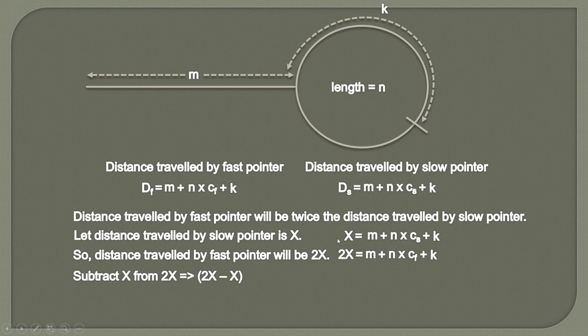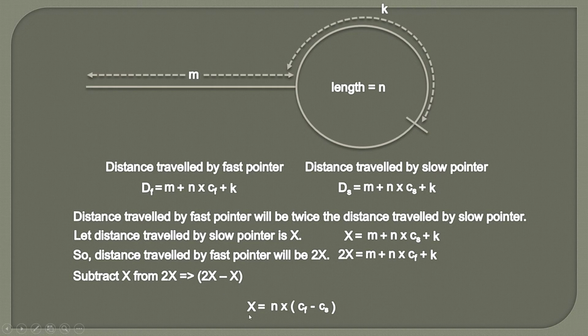So we simply subtract this equation from this equation. What we get is this x will get cancelled out with this x, so only one x will remain. Here you can see m will cancel out, k will cancel out. And if we do n into Cf minus n into Cs, taking n common, it would look something like this, n into Cf minus Cs. So this would be the equation which will be coming out.